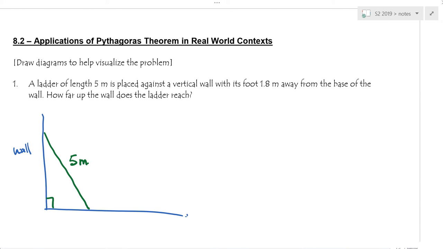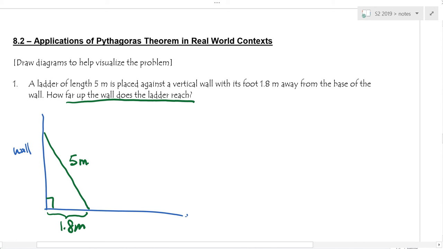Now, where is 1.8? The foot. So it's here, right? So this is 1.8 meters. How far does the ladder reach? What are they asking? So can you label this is A, this is B, this is C? These are asking about AB.